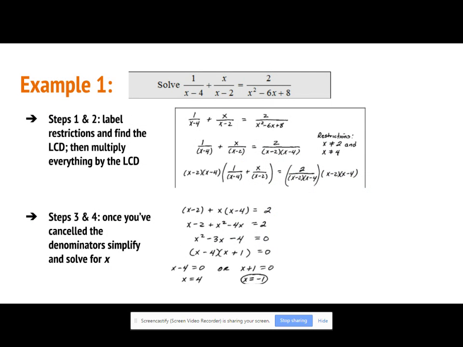For steps 1 and 2, you label the restrictions and find the LCD. Then multiply everything by the LCD. So here's the LCD, and we multiplied everything. Then for steps 3 and 4, once you've canceled out the denominators, you solve for x. So then you just distribute everything.